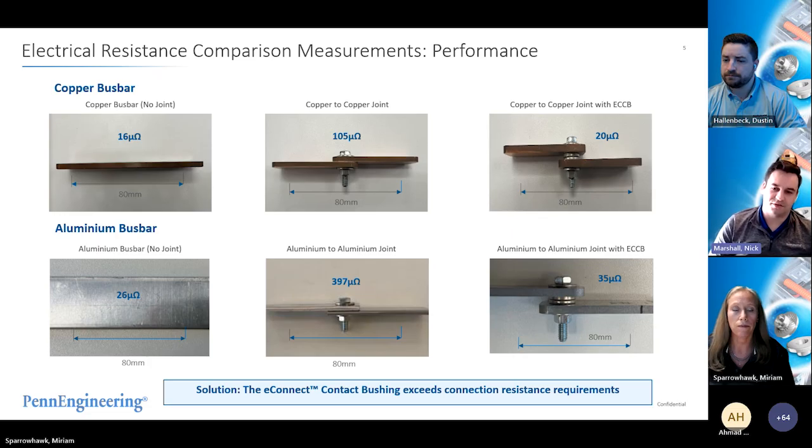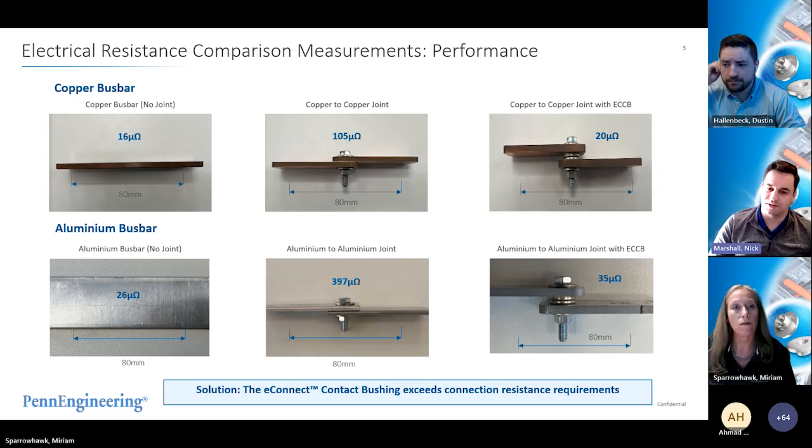So that's where it becomes critical that when we make that joint, we are using something that limits the resistance on the surface. And to do that, what we're illustrating on the right is our E-Connect contact bushing. We've put one in each bus bar, and then we've joined the surfaces of those two bushings together. Immediately you can see that once we add that plated finished surface in between that joint, we bring the resistance back down significantly, back into the range that it was at when you didn't have the joint at all. So we're going from 105 to 20 on the copper and 397 in the aluminum down to 35. So this is illustrating the importance of considering these joints.